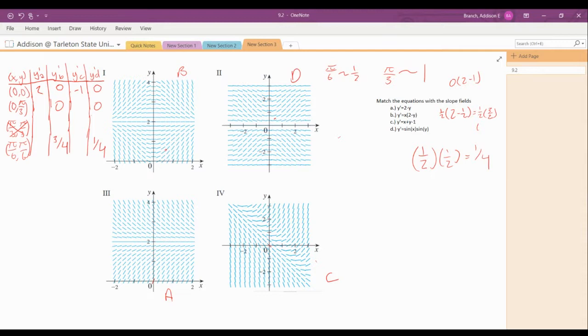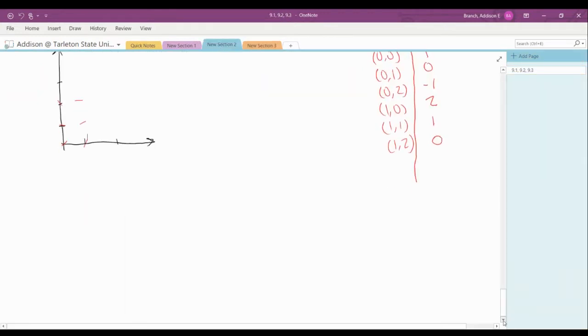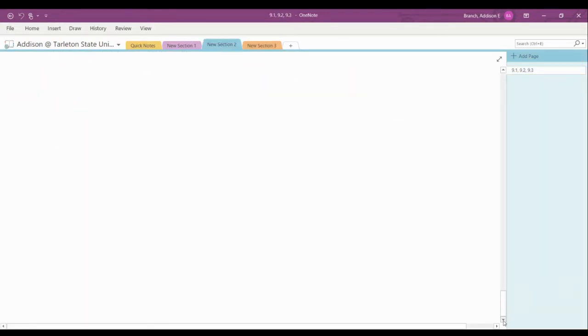All right, so now let's look at separable equations. Let's move on to our next section. Our next section is going to be section 9.3, separable equations.